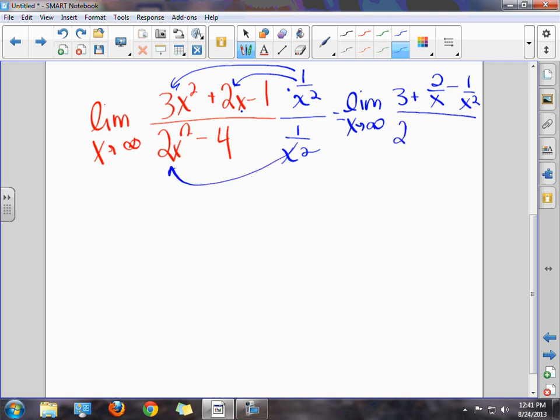The x squareds will cancel, minus 4 over x squared. And I'm pretty much just now going to use the limit laws, and I'm going to just evaluate each limit individually. So all of these where you have x's in the denominator are all just going to go to 0. And so I usually will indicate it like this. That goes to 0, that goes to 0, and that goes to 0. And then you see what you have remaining. So I have 3 halves. So that's my limit.